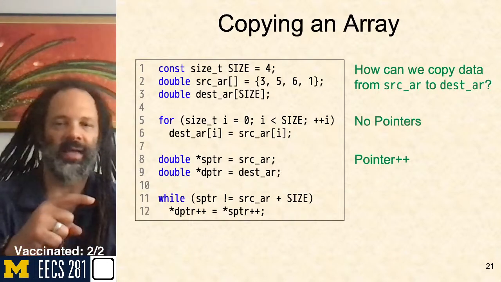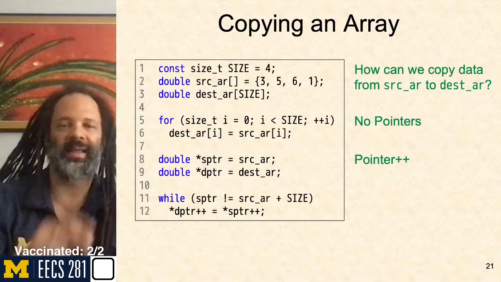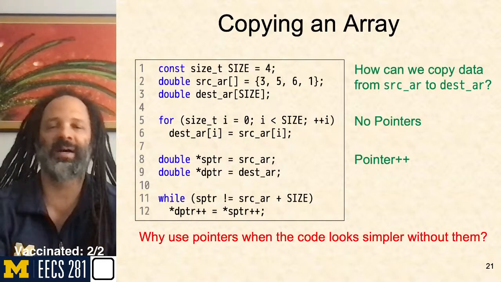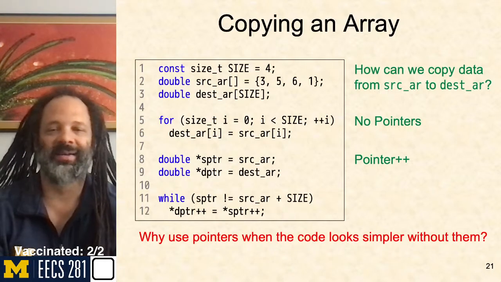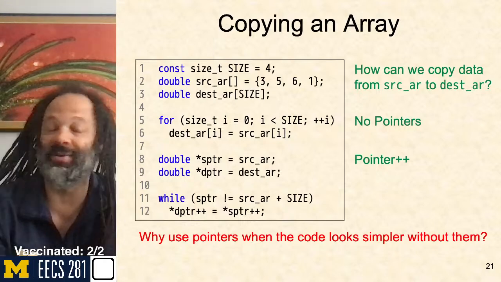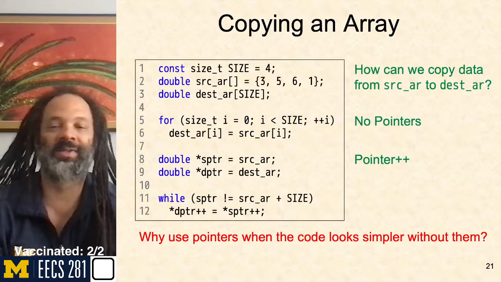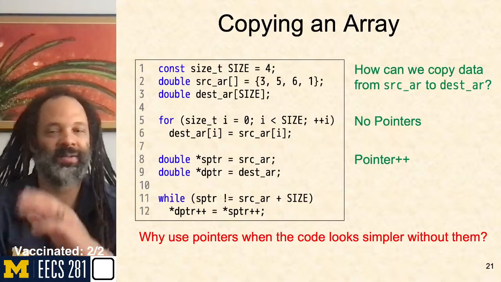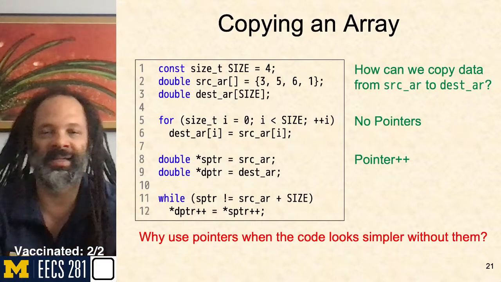So this, in line 11 and 12, does exactly what line 5 and 6 does. And of course, you must be thinking, why would I bother? Why would I use pointers when that code without pointers, you said don't use pointers? Why do that when it looks so much nicer here with a nice for loop instead of this while loop and all these pointers and plus plus increments and comparison and the size and all kind of badness?